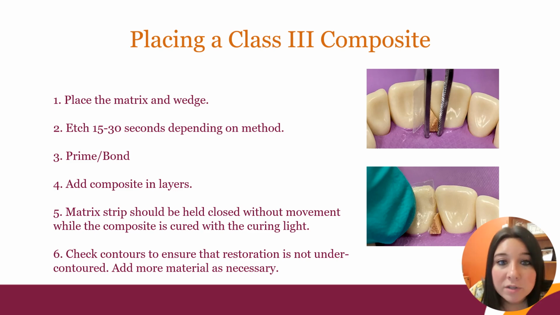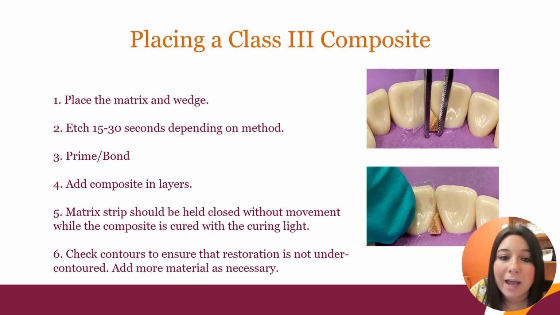And then if you are using a universal etch, prime, and bond adhesive, steps 2 and 3 could be combined for this process. For step 4, you're going to add your composite in layers. Make sure that small increments are placed and they are compacted very well. For very small class 3s, flowable composites can sometimes be used in very small increments as well.